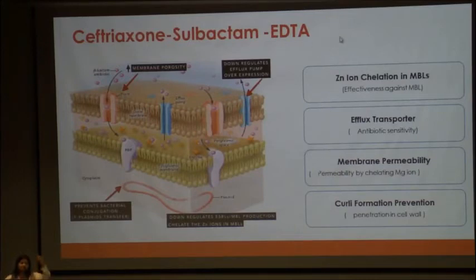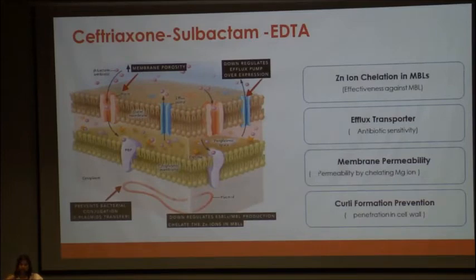will be deranged, and therefore the organism cannot produce these inhibiting enzymes, or throw back the antibiotic with the help of the efflux pumps. So effectiveness against MBLs is there theoretically. For efflux transporters, again antibiotic sensitivity is increased because the efflux transporters are affected, and membrane permeability is increased by chelating the magnesium ions. So when magnesium ions are chelated, the membrane permeability will increase, and therefore there will be increased concentration of the drug inside the organism, and there will be cell death.